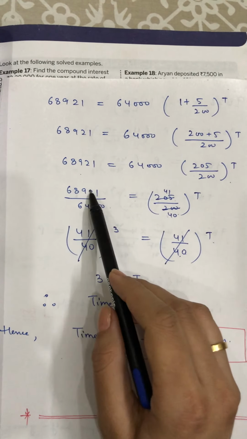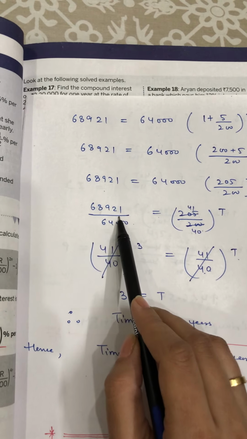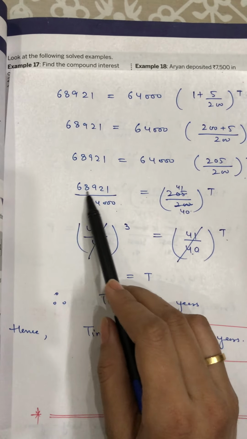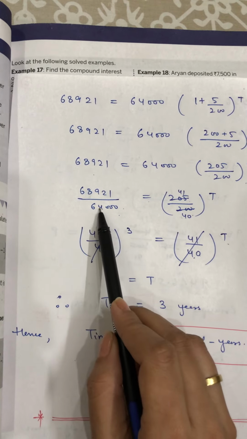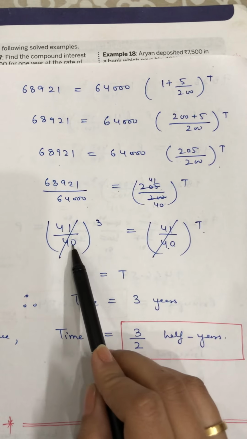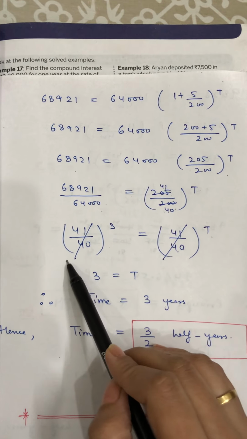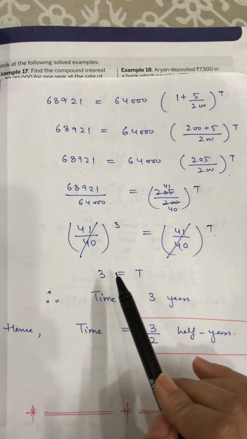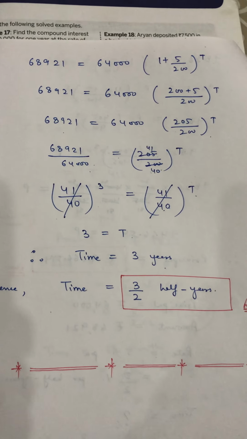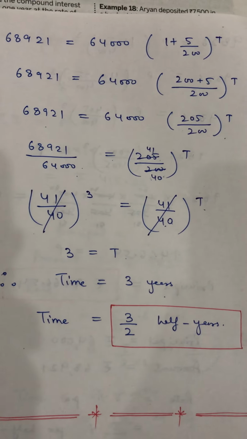After calculation I came to know that this is the cube of 41 and this is the cube of 40. So I'm writing it this way: in place of this I'm writing 41, in place of this I'm writing 40 raised to power 3. Now see, inside the bracket all the things are the same, so this bracket and this bracket will get cancelled. So t is equal to 3. That means time is 3 years. Now you have to find out the time for half yearly.